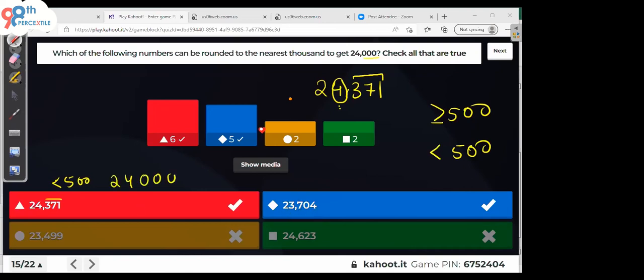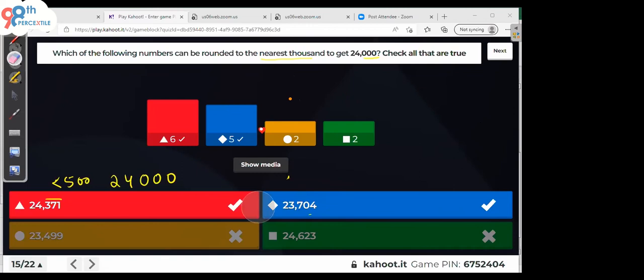Here, if you see, 704 is greater than 500. So this will be added. You will add 1 to the thousands place. So it will be 25 and others will remain 000. So always when it is nearest 1,000, remember to check the last 3 digits. That's how we check the question and then we do the answer.